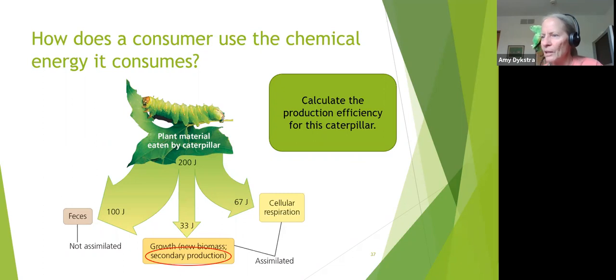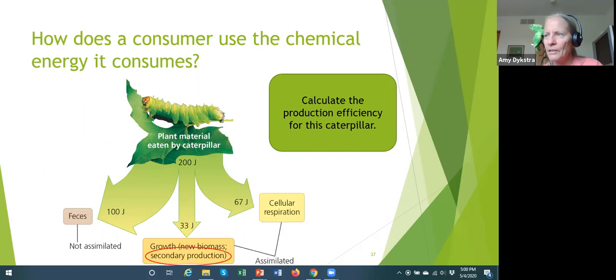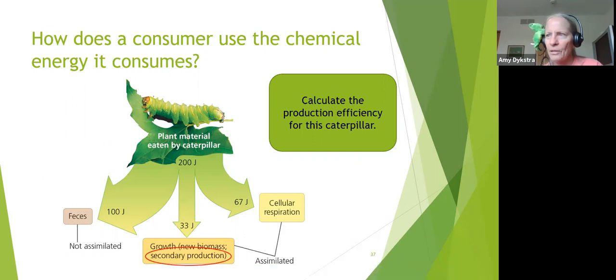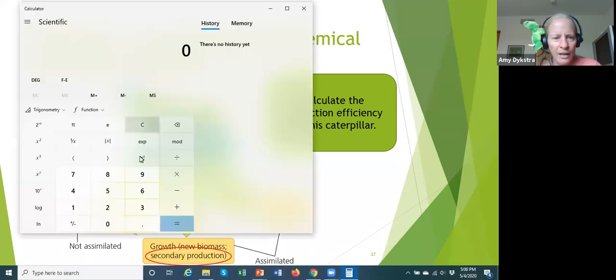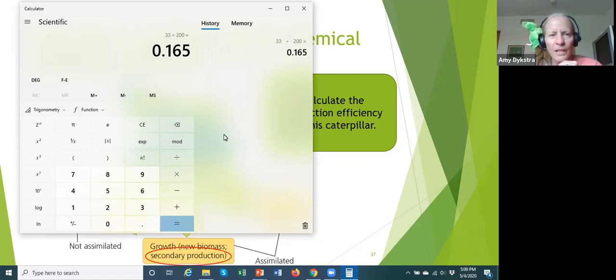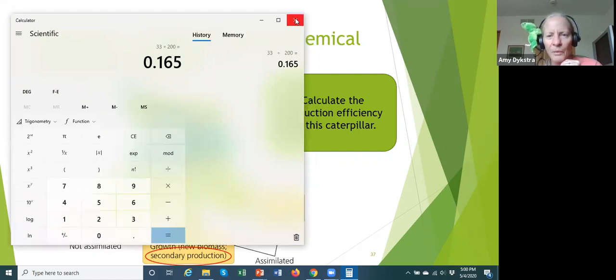Let's see, maybe I can pull up my calculator and do this math. So I'll pull this over here. We're going to take 33 and we're going to divide that by 200. And that gives us 0.165, or about 16.5%. So when I said 15%, I was ballpark.